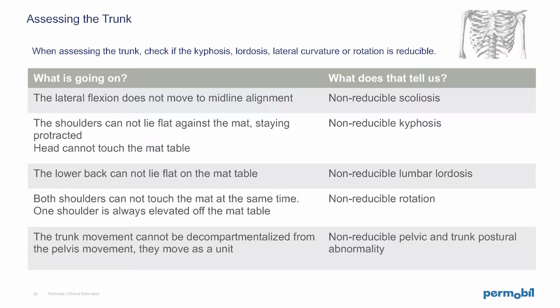And the same idea with the pelvic rotation. If you try to lay them flat and one of the shoulder blades is really digging into the mat table and the other one is lifted off the mat table, more elevated towards you, and you're unable to turn it so that both of them touch equally, then again, you're dealing with a non-reducible spinal rotation. The key here is, if we cannot decompartmentalize the pelvis, the trunk, and the lower extremities one from the other, and we're moving as one large unit, it's a dead giveaway that the pelvic and the trunk postural abnormalities are non-reducible.